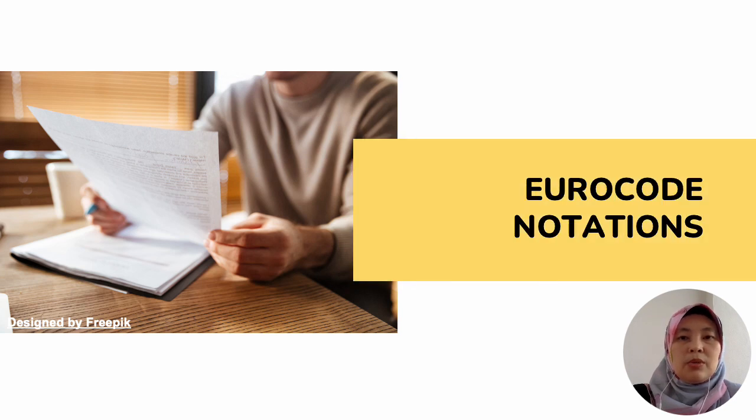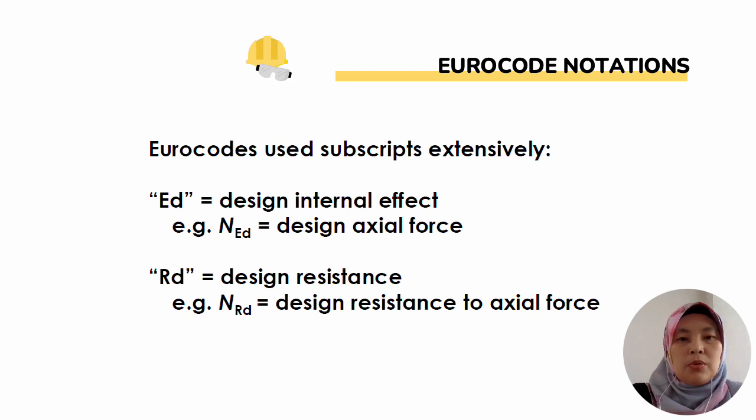These are the Eurocode notations. When we talk about Eurocode notations, it usually uses subscripts. We can see examples here: E_d represents the design internal effect. As for N_Ed, we can see that this Ed here is a subscript, representing the design actual force. Then we also have R_d, which is the design resistance, written in subscript. This carries the meaning of design resistance to the actual force. Throughout the Eurocode, we can always see that it uses subscripts extensively.